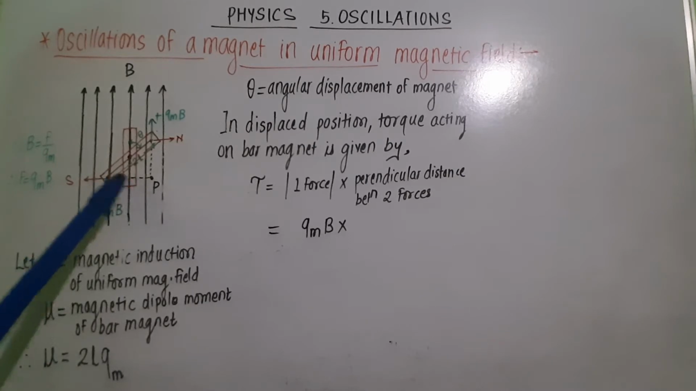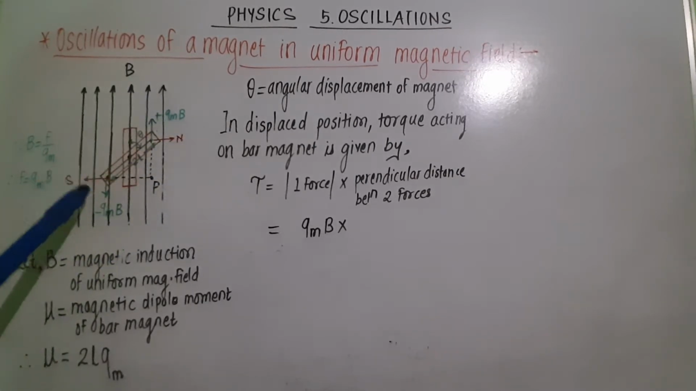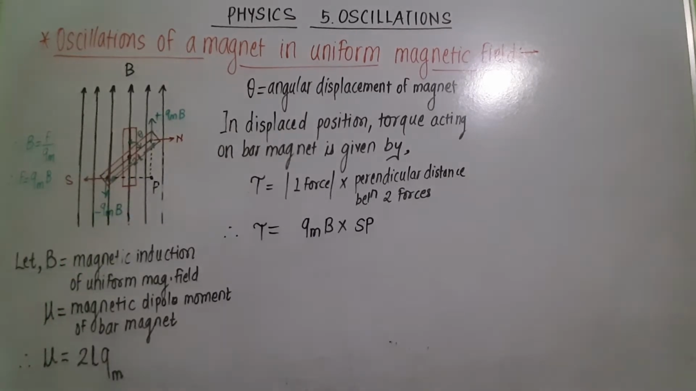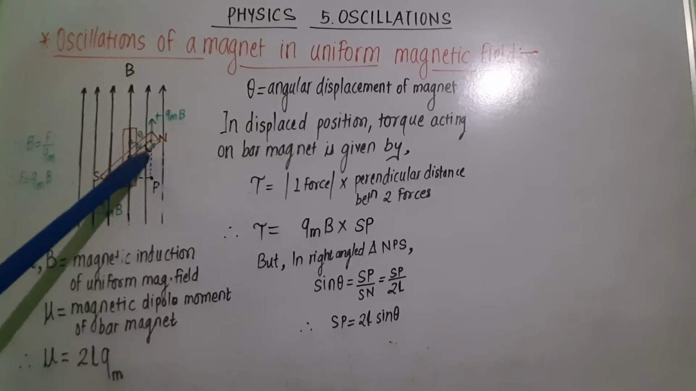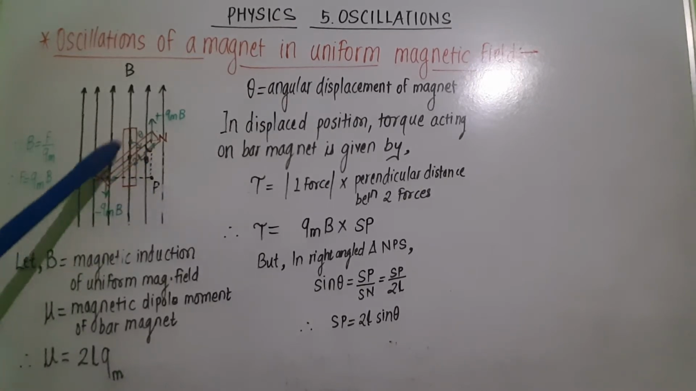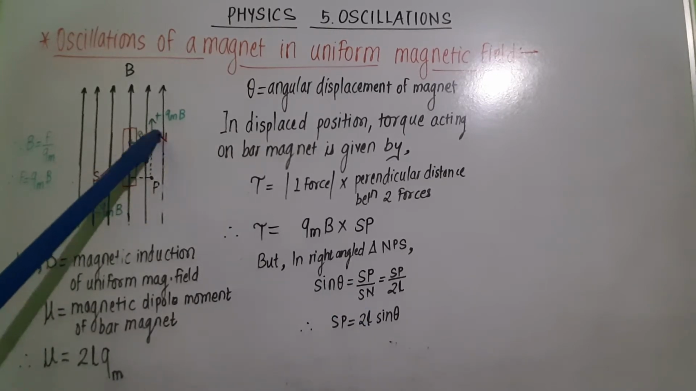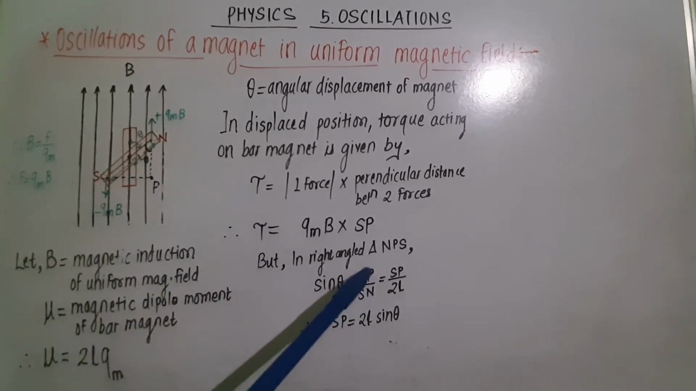The perpendicular distance between the two forces is SP. This distance, this is the direction of the first force, this is the direction of the second force. तो SP का वैल्यू अभी हम लोग निकालेंगे. So here in this right angle triangle NPS, sin theta is equal to opposite side upon hypotenuse, that is SP upon SN. SN is nothing but the distance between the south pole and the north pole, and it is nothing but the magnetic length 2L. So we get SP is equal to 2L into sin theta.